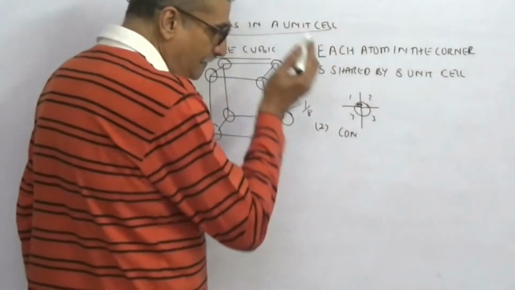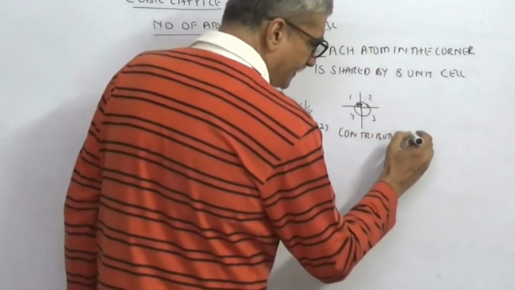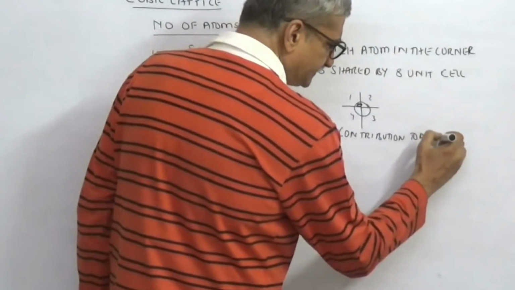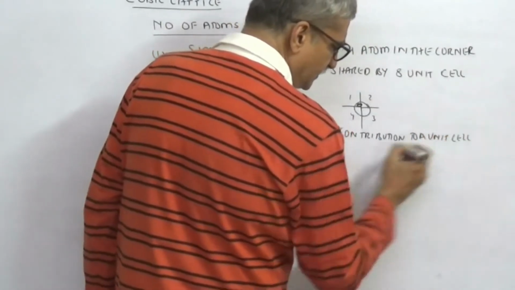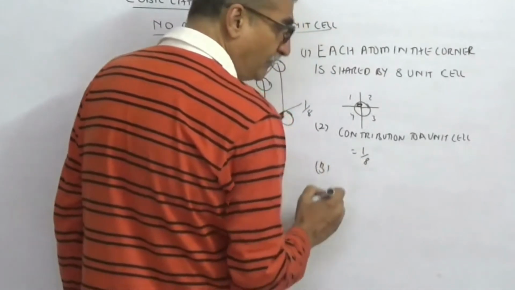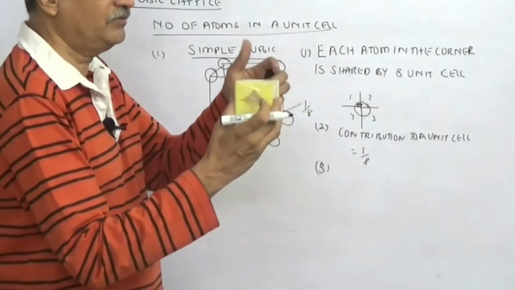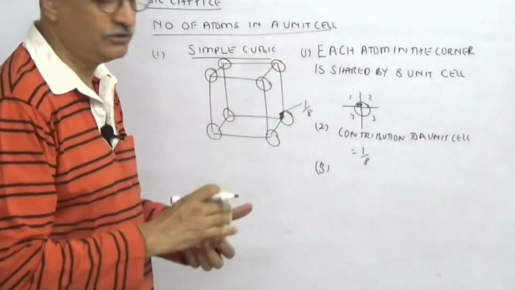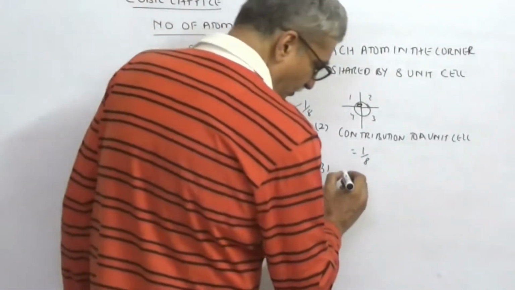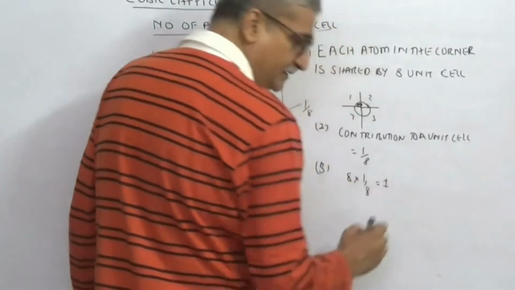So contribution to a unit cell is how much? 1/8. Then the third point, how many corners are there? 1/8, 1/8, 1/8, 1/8, 1/8, 1/8, 1/8, 1/8. So 8 into 1/8. So 8 into 1/8 is 1.